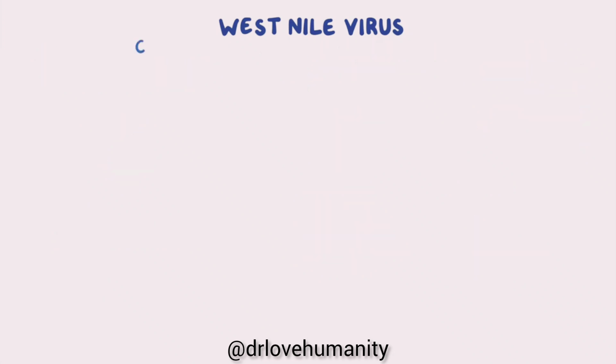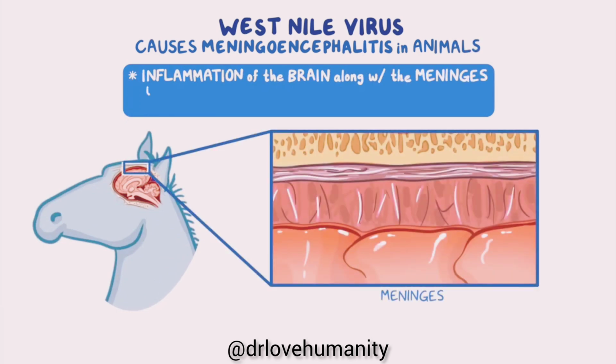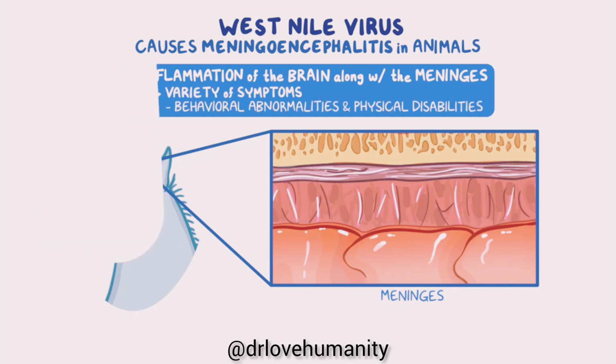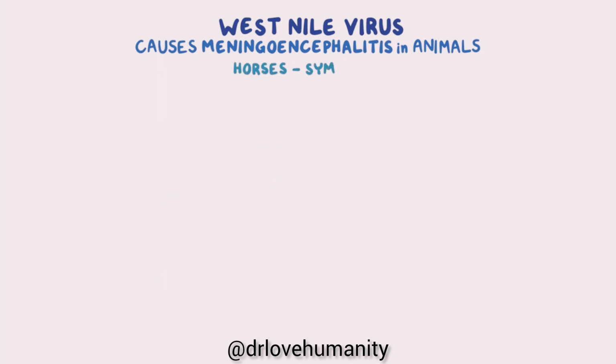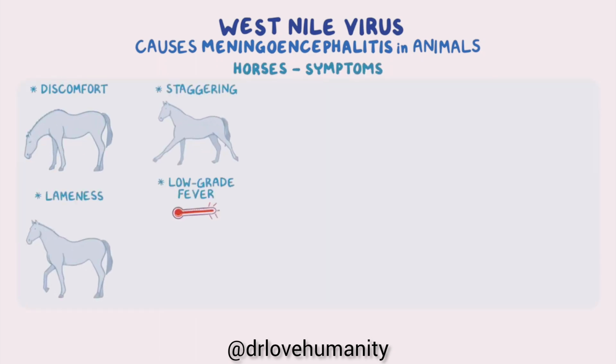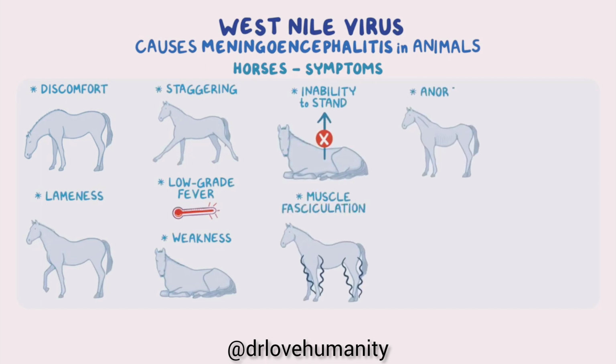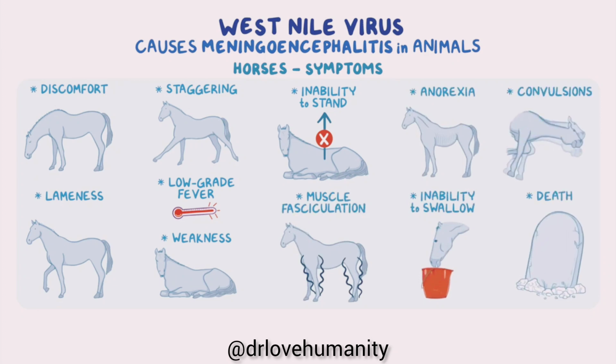The virus usually causes meningoencephalitis in animals, which is inflammation of the brain along with its protective membranes, the meninges. This results in a variety of symptoms, including behavioral abnormalities and physical disabilities. In horses, common symptoms include discomfort, lameness, staggering, low-grade fever, weakness, inability to stand, muscle fasciculation, anorexia, inability to swallow, convulsions, and even death.